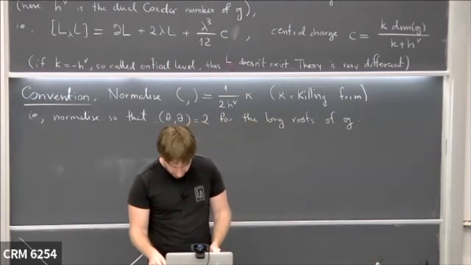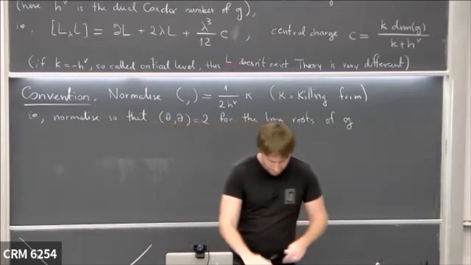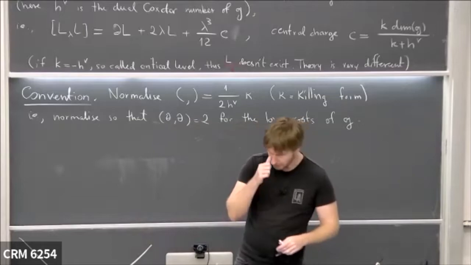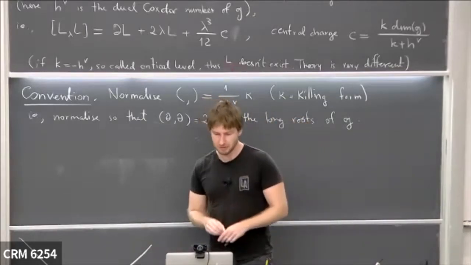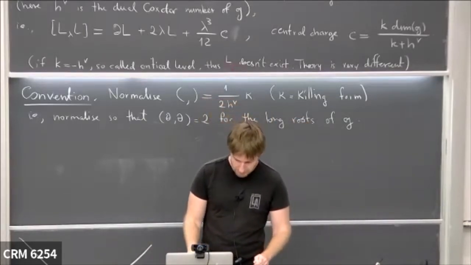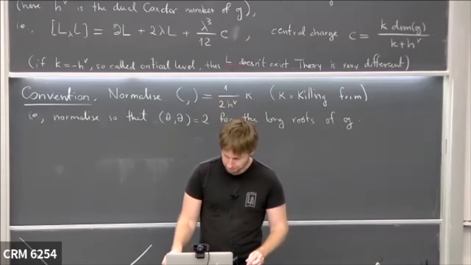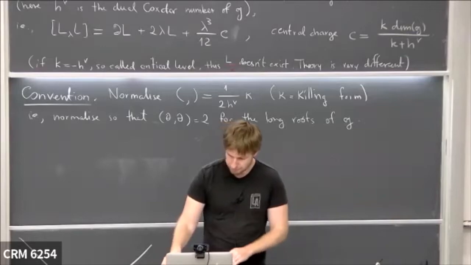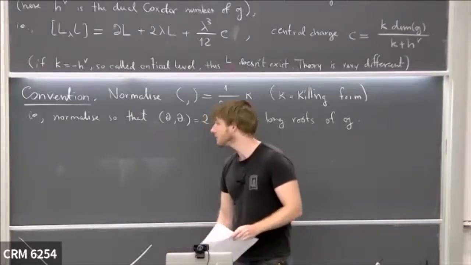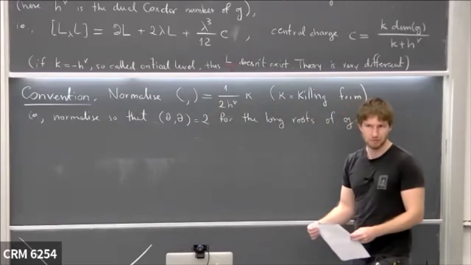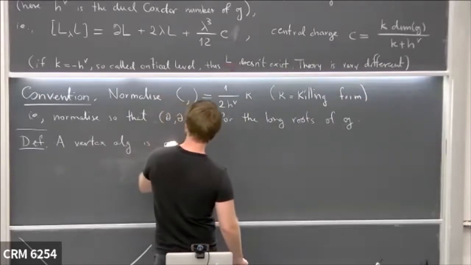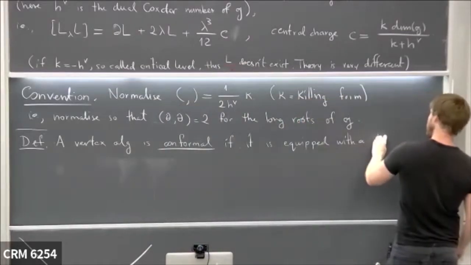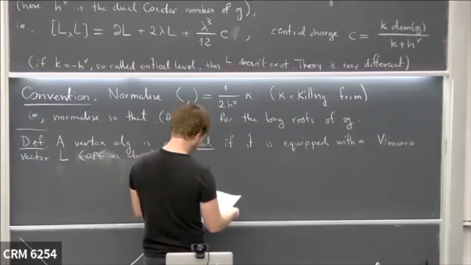What else do I want to say? This notion of trying to construct Virasoro vectors in vertex algebras is pretty important, mostly for the geometric side of the theory. Such vertex algebras have several names. I'm going to call them conformal vertex algebras. It is equipped with a Virasoro vector, as above.